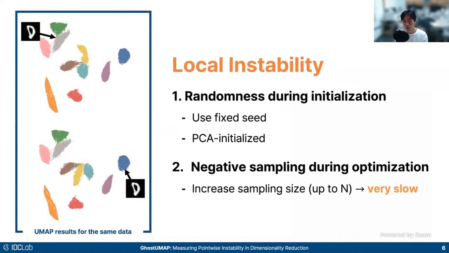There are two main reasons for the local instability. First, UMAP generates a different starting projection for each run. This can be alleviated by using a fixed number to generate consistent starting projections or by initializing with PCA. Second, random negative sampling is used to reduce the computational cost. While increasing the sample size could reduce randomness, it is impractical due to the high computational cost.